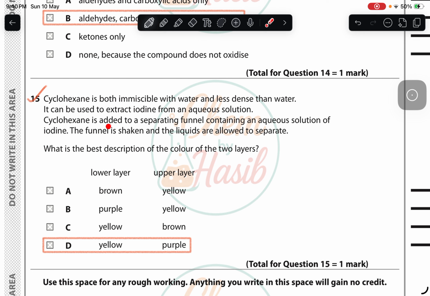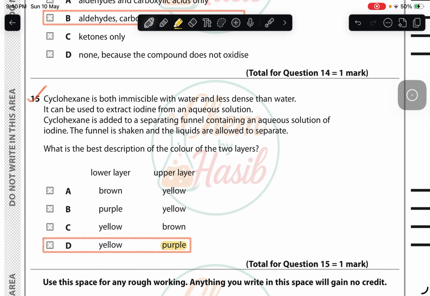Cyclohexane is added to a separating funnel containing an aqueous solution of iodine. So if you shake with iodine, most of the iodine will dissolve in the cyclohexane layer and it would look purple. The cyclohexane layer would look purple. Now the cyclohexane layer is in the top layer. So we choose purple in the top layer. So there is only one answer, purple in the top layer, right?